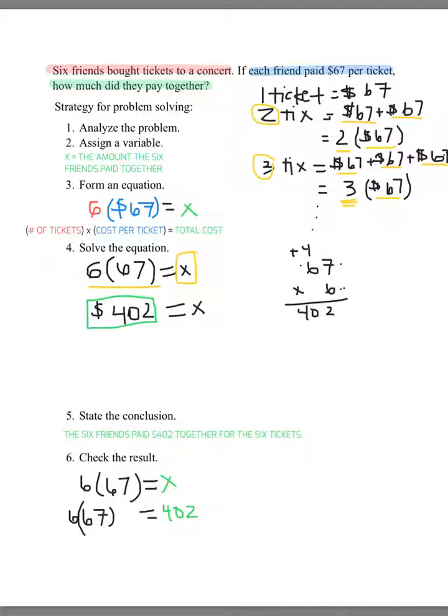On the left hand side, all we need to do is multiply 6 by 67. We already found that out to be equal to 402. Therefore, 6 times 67 is equal to 402 on the left hand side. And on the right hand side, we just bring down that 402. Is 402 equal to 402? It is indeed. Therefore, our solution is correct.